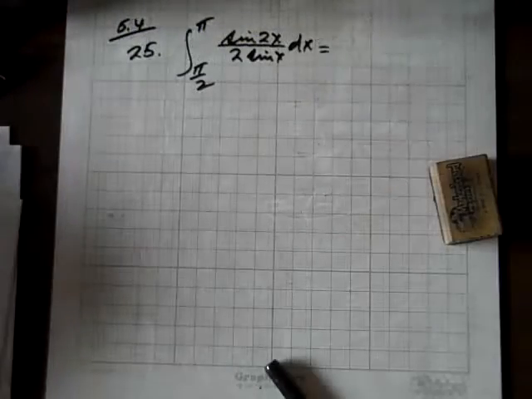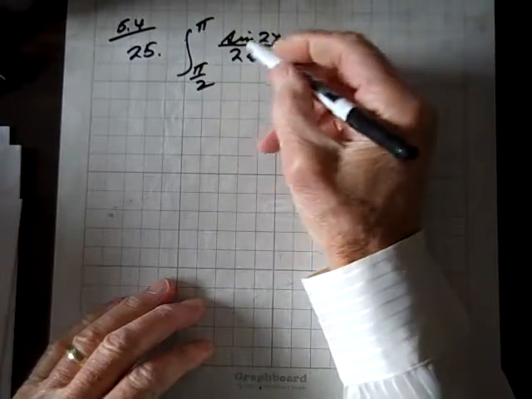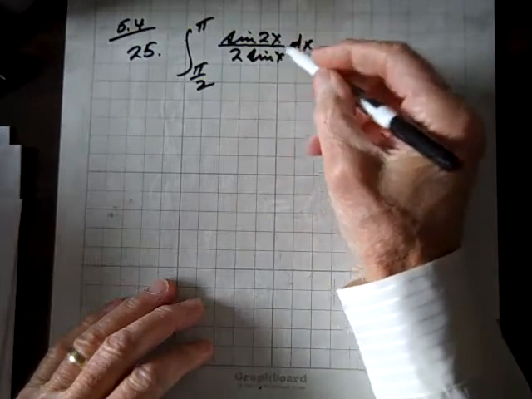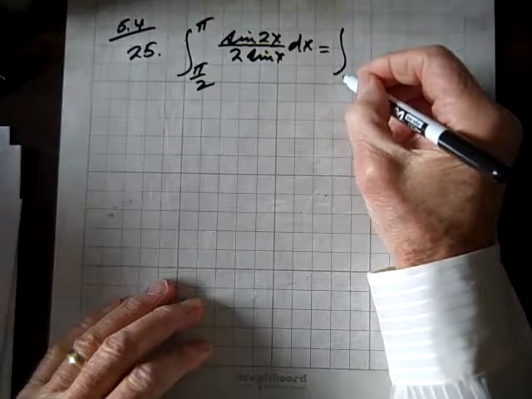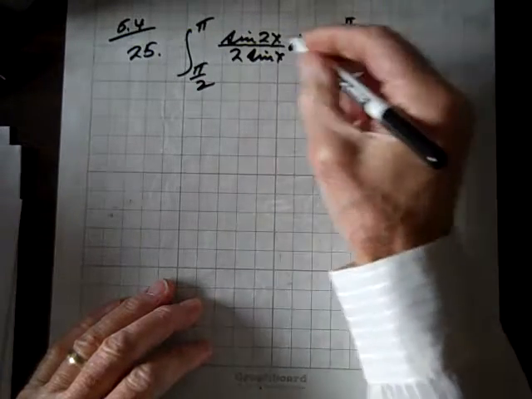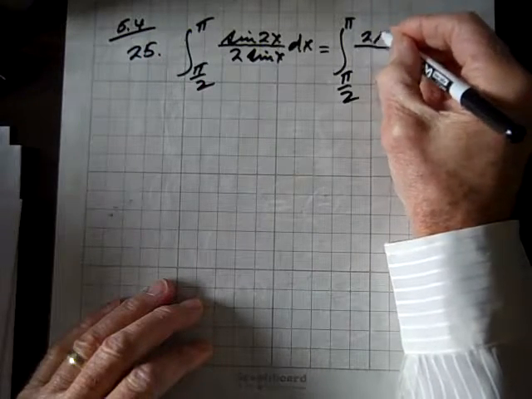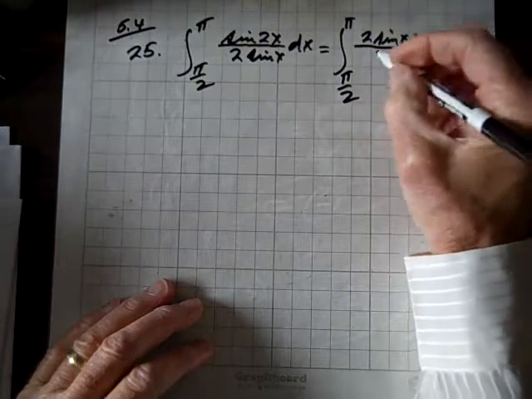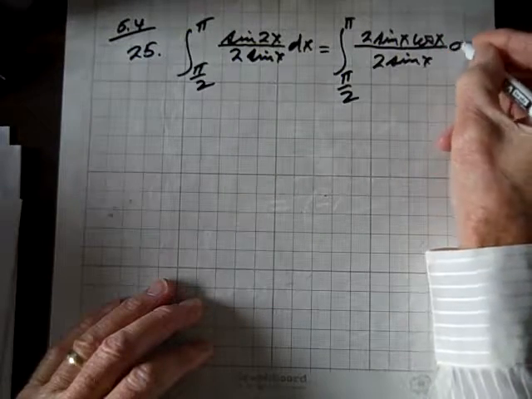Okay, now we're going to do question 25, and so we've got to evaluate the integral from pi over 2 to pi of this quotient here, sine of 2x over 2 sine of x dx. So the first thing we're going to do is rewrite sine of 2x in terms of its identity, which is 2 sine of x cosine of x. And in the denominator we have 2 sine of x, and that's dx.